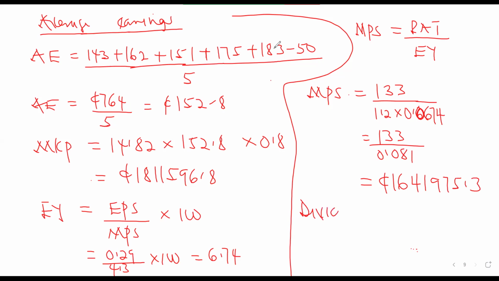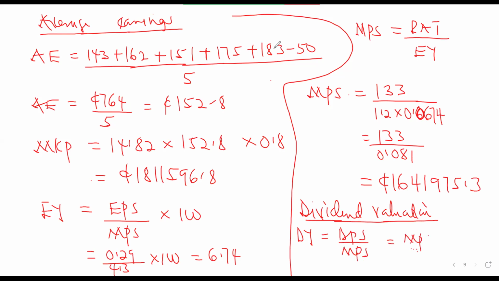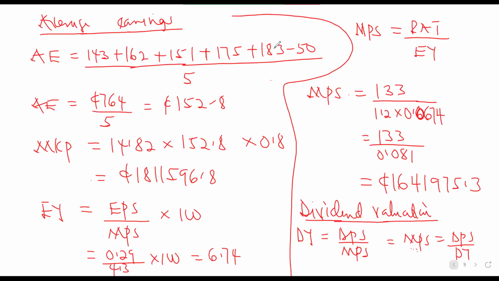So we can also use the dividend valuation for these people. For the dividend valuation, we can use the dividend yield. The dividend yield is dividend per share over the market price, so the market price is equal to dividend per share over the dividend yield. We have to find a dividend yield for the predator company also.